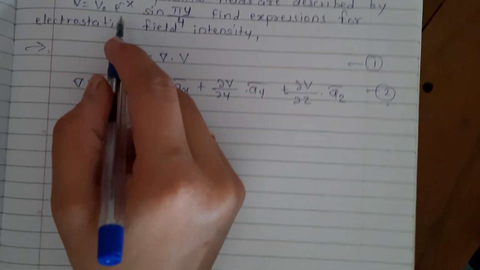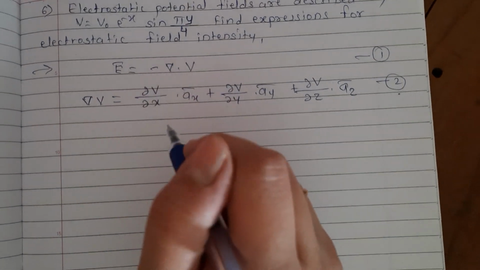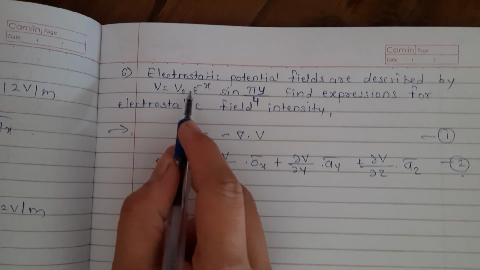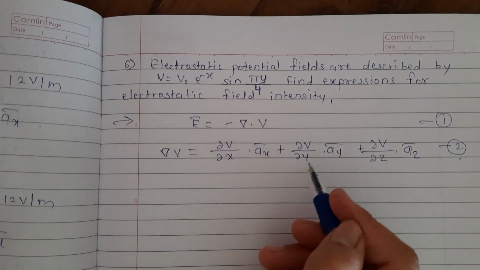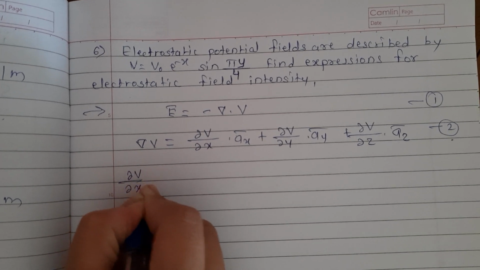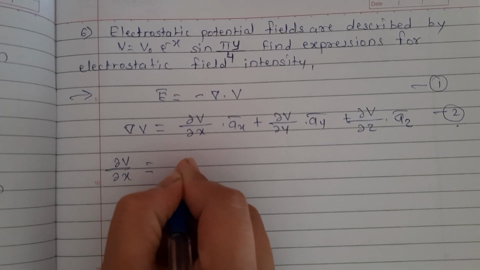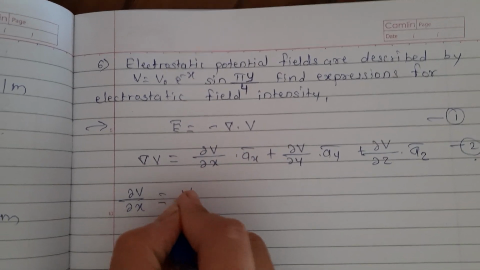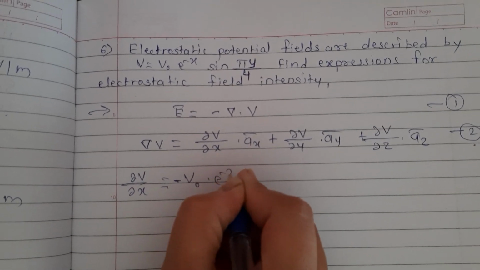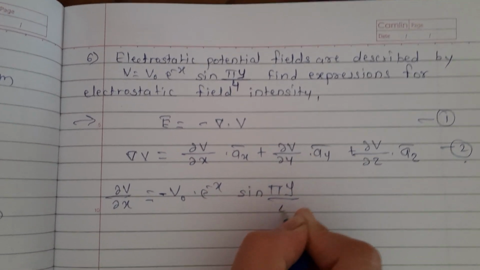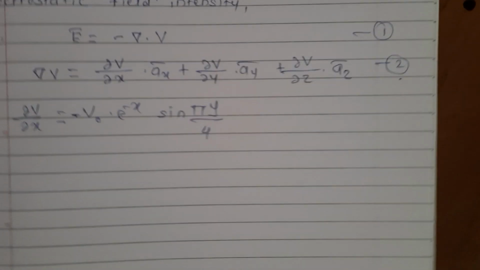Now what is the given equation of V? It is V0 e raised to minus x sine of pi y by 4. So we find the values of dV by dx, dV by dy and dV by dz. Differentiate the given equation with respect to x, y, z separately. So dV by dx is equal to minus V0, which is constant, e raised to minus x sine of pi y by 4. Sine term remains as it is.